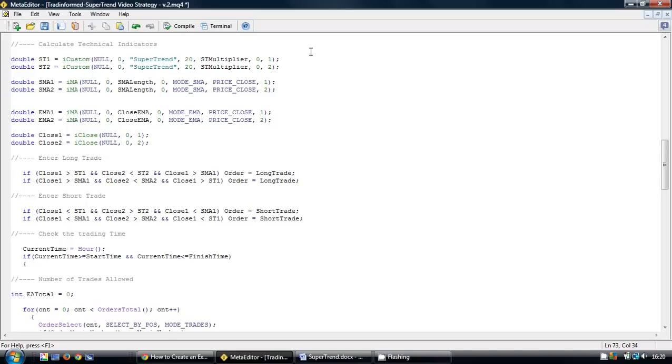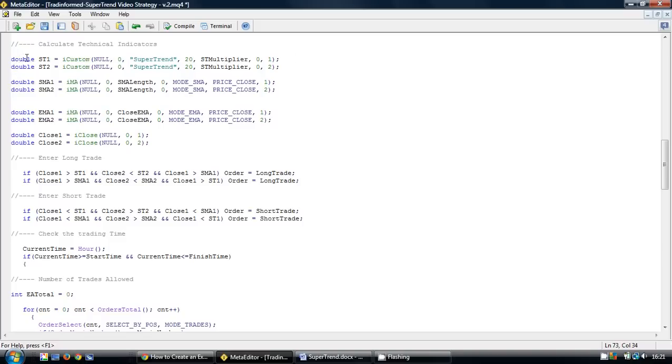Okay, the next section we're going to identify and calculate our technical indicators. The first one of these is a custom indicator. This is because SuperTrend is not one of the technical indicators that comes supplied with MetaTrader 4. However, there are many different custom indicator versions of it, and this is the information that the custom indicator requires that I'm using for this Expert Advisor.